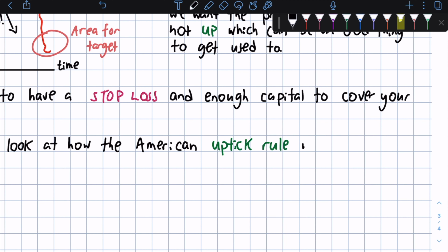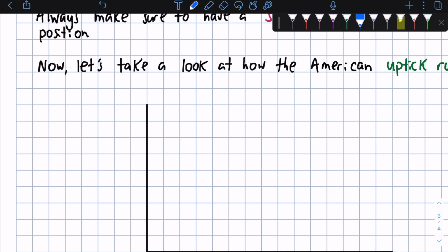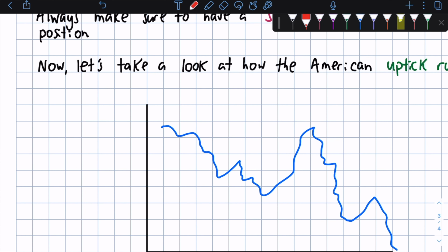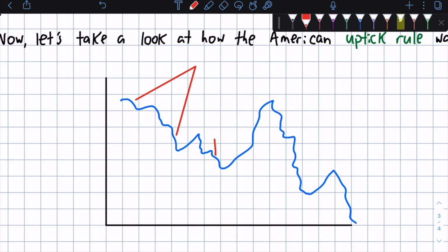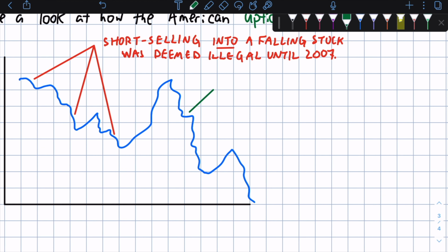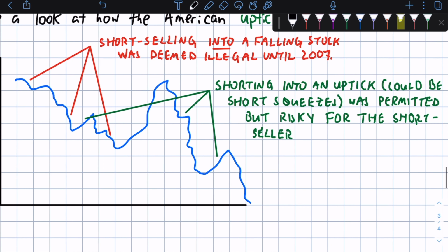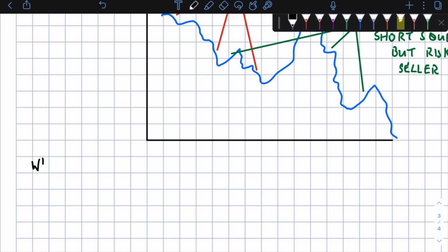Now let's take a look at how the American uptick rule was enforced up until 2007. Again, here's a quick graph showing the stock price over time. At first, I show where you are not allowed to short sell. When the stock is falling, you cannot short sell into this falling price, and this was illegal until 2007. The areas in green show where shorting into an uptick, which could be short squeezes as well, was permitted, but pretty risky for short sellers.